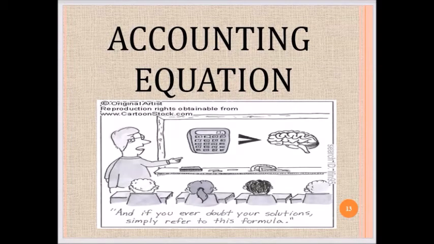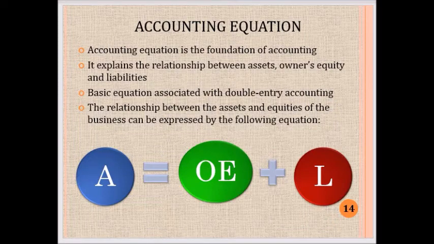Okay, now we have finished the accounting classification part. Now we're going into the accounting equation part. Okay, so this is the second part in the chapter. Accounting equation is the foundation of accounting. It explains the relationship between asset, owner's equity, and liabilities. It is the basic equation associated with double entry accounting.